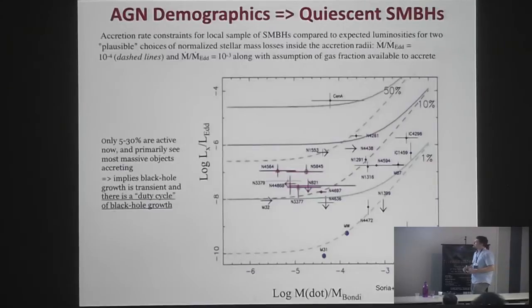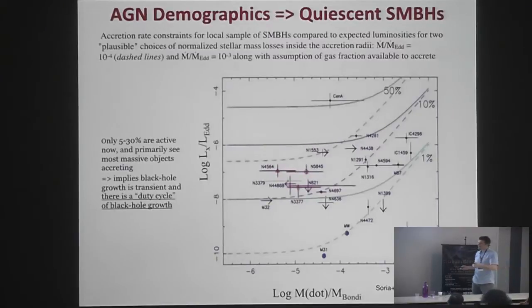And so we can start to understand the overall distribution of Eddington ratios for the population of local sources. How often do we find objects that are lowly accreting versus highly accreting? Only something like 5 to 30% of galaxies are very active now, so they're above this plot. And that's primarily the most massive objects.